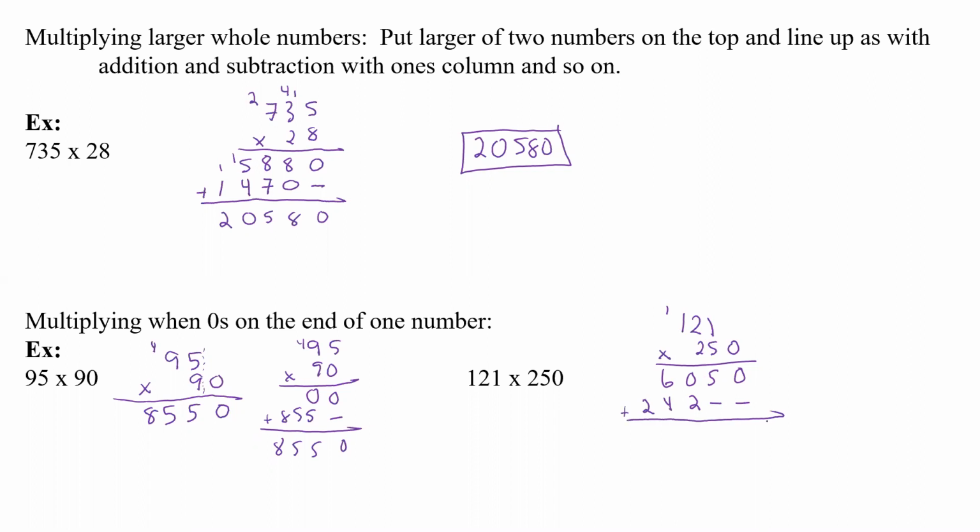And now I carry, or add. And so it's 0, 5. Then I have 2. I have a 10, carry 1, 3. Okay, so 30,250 would be my answer here. So 30,250. And over here I had the 8,550.